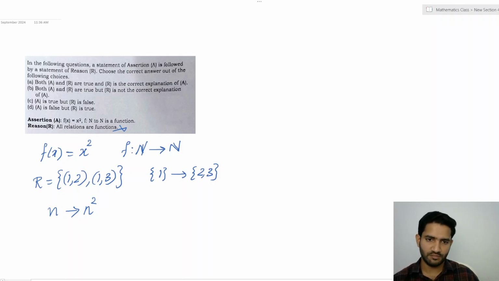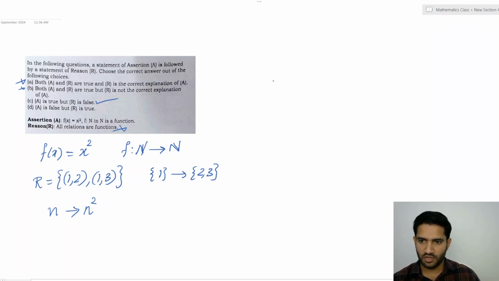So to get the options: both A and R are true, and R is the correct explanation of A. The first one is wrong. Both A and the reason are true, it's wrong. A is true, but reason is false. That's right. Assertion is true, but the reason is false. So this is the correct option, option C.